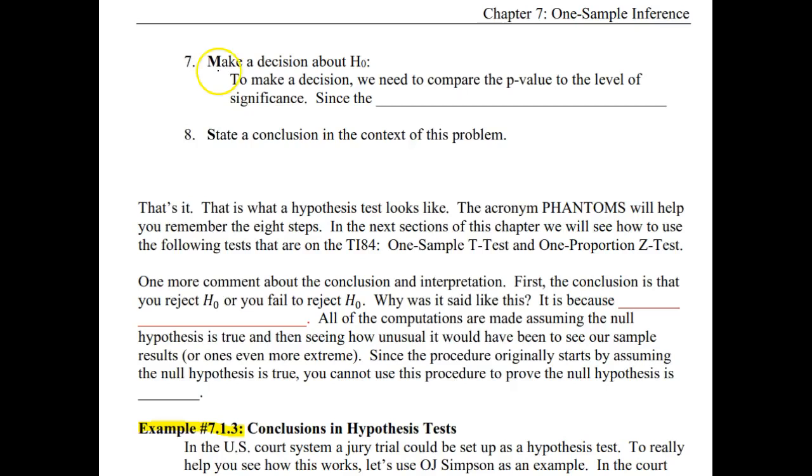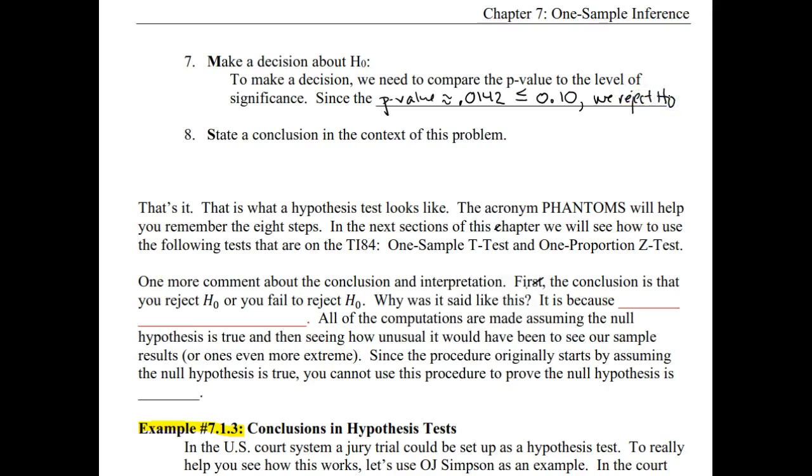All right, so now the M in PHANTOMS is for make a decision about the null hypothesis. To make a decision, we need to compare the p-value to the level of significance. In this case, our p-value was approximately 0.0142, and the level of significance that they gave us to compare to was 0.10. This is definitely smaller than 0.10, which means we reject H0.